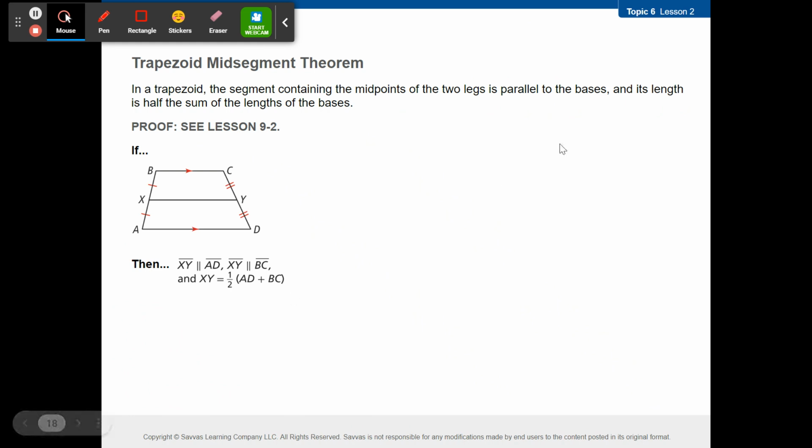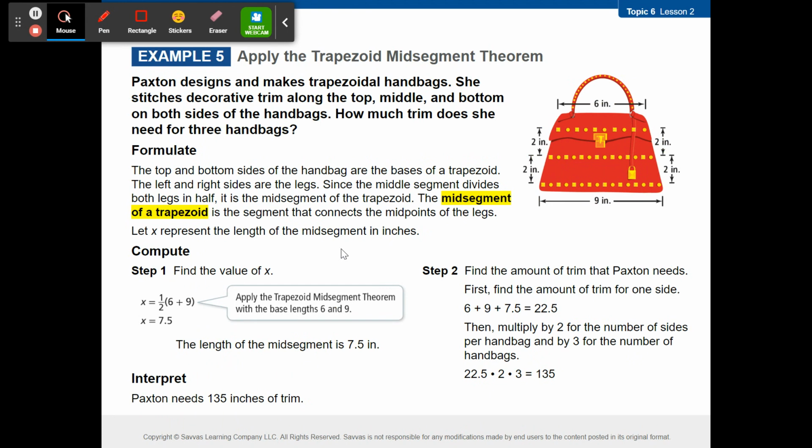All right, let's apply an example. It says, Paxton designs and makes trapezoidal handbags. She stitches decorative trim along the top, middle, and bottom on both sides of the handbags. How much trim does she need for 3 handbags? Here's our trapezoid. We have 2 inches here, 2 inches here, 2 inches here, and 2 inches here. This one is isosceles, because you have physical evidence that not only are these parts congruent, but they add up to be the same thing. But never assume it. They have to give you something, okay? So to find this mid-segment, we apply the formula of 1/2 of 6 plus 9, giving us 7.5.